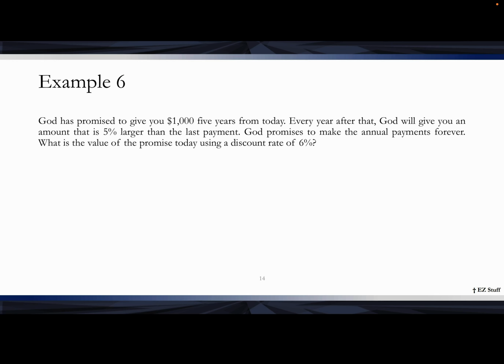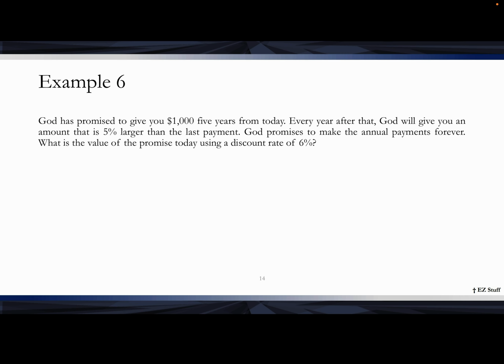Example 6. God has promised to give you $1,000 5 years from today. Every year after that, He'll give you an amount that is 5% larger than the previous payment. God promises to make the annual payments forever. What is the value of the promise today using a discount rate of 6%?